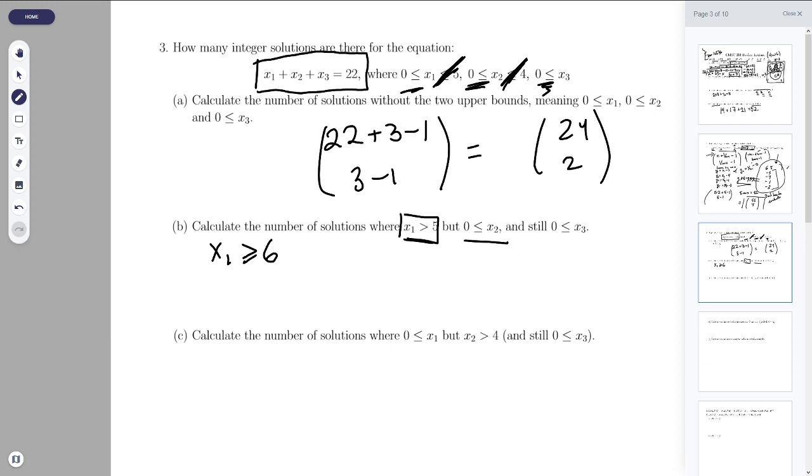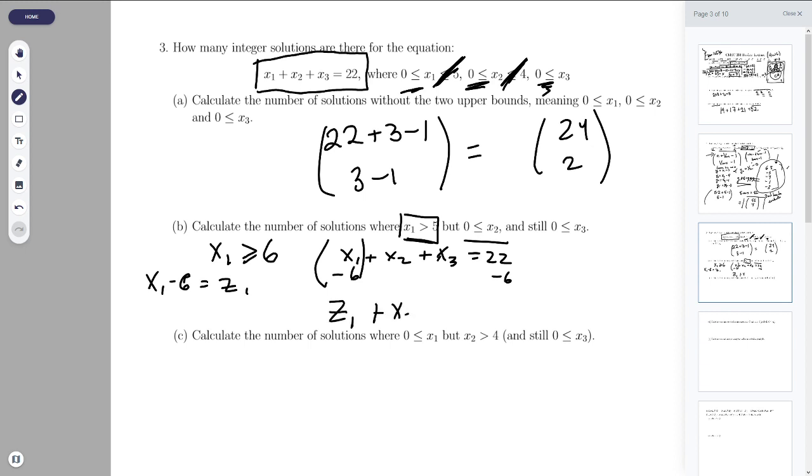So if that's the case, then we have x1 plus x2 plus x3 is equal to 22. And if I subtract off 6 from both sides, and then I call x1 minus 6 equal to, say, z1, then z1 plus x2 plus x3 is equal to 16.